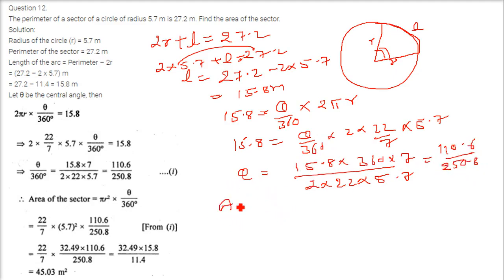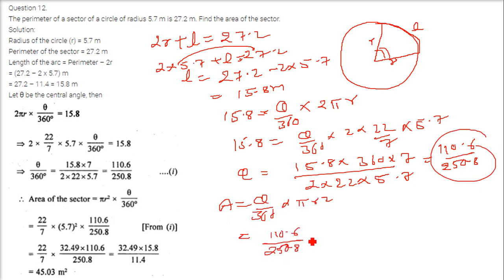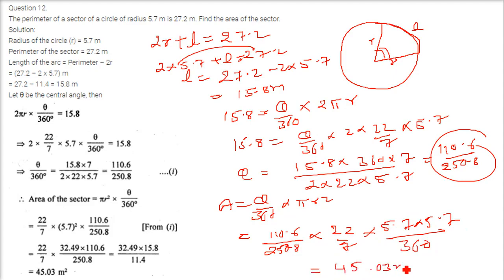Then coming to the area of the sector, because theta is known now, we can write theta directly like this. So area is given by theta by 360 into pi r square. Theta will be 110.6 by 250.8 into this 1 by 360, and pi is 22 by 7. R square is 5.7 into 5.7, and then we have 360. So when we solve it, it is going to come as 44.03 meters square.